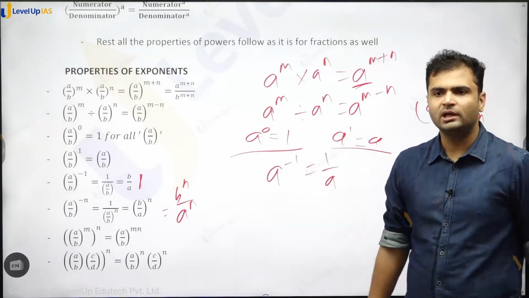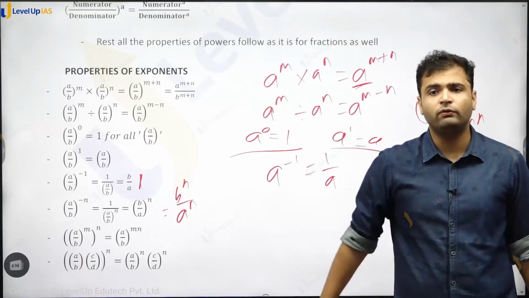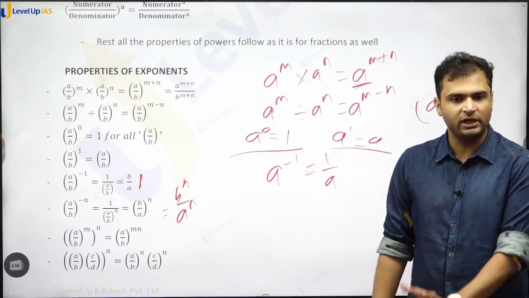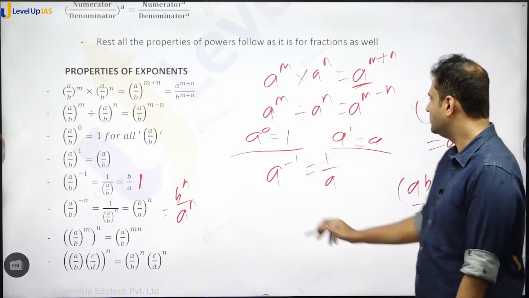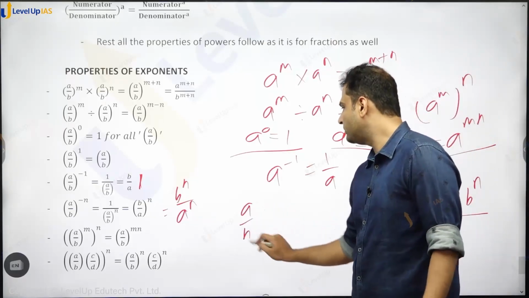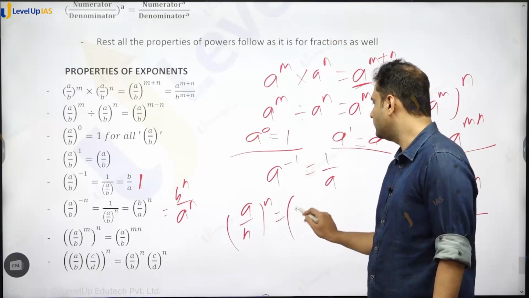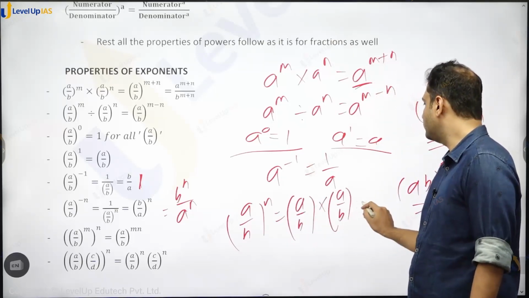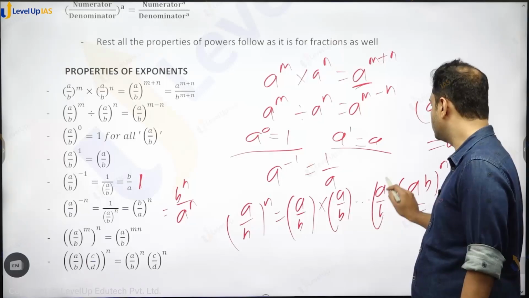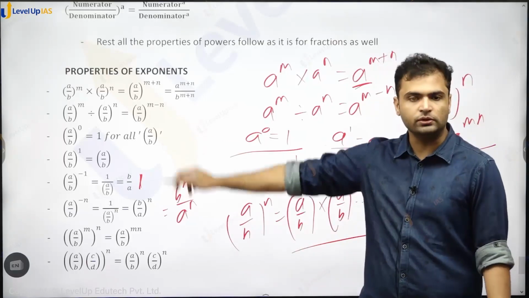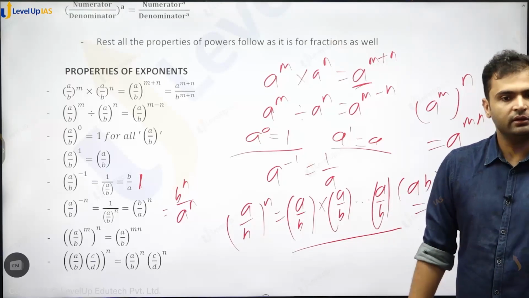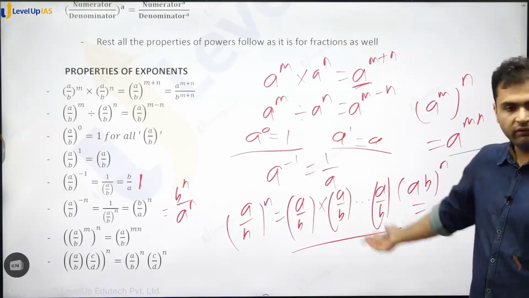Then we take power. And all of these rules follow from the definition of powers. Power is nothing but repeated multiplication. a by b to the power n का मतलब क्या है? Nothing but a by b into a by b into ऐसे n times. From this everything follows. सारे रूल्स फॉलो फ्रॉम दिस वन सिंपल फैक्ट और डेफिनेशन.